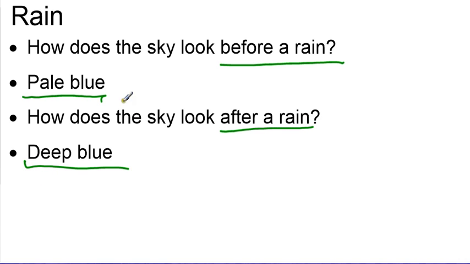So the question becomes, and we'll talk about this in class, what does the rain do to the sky that makes it change from a perceived pale blue to a perceived deeper blue?